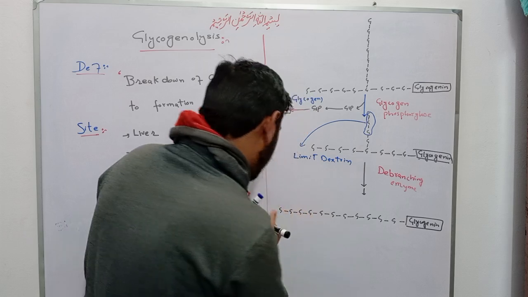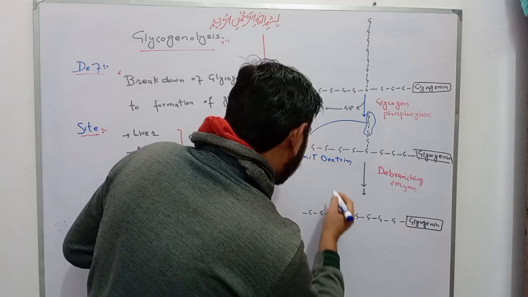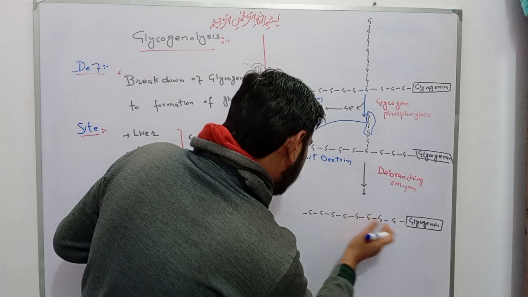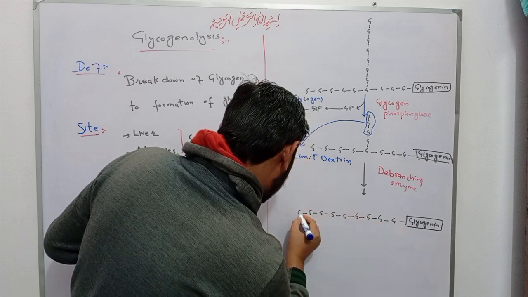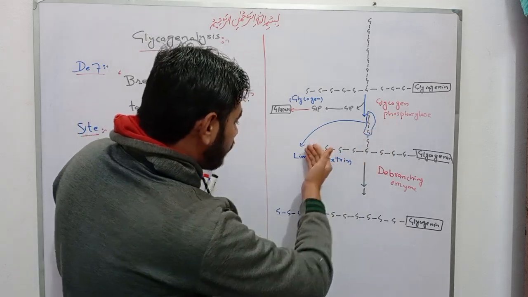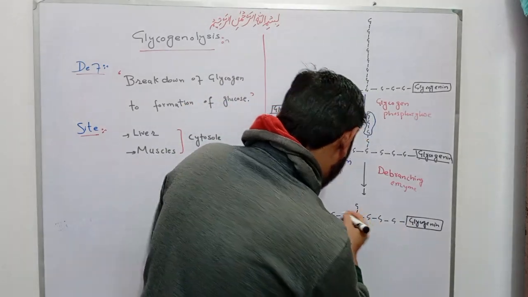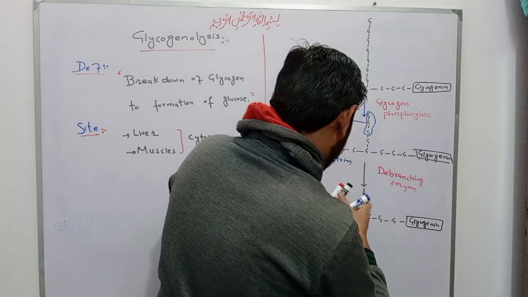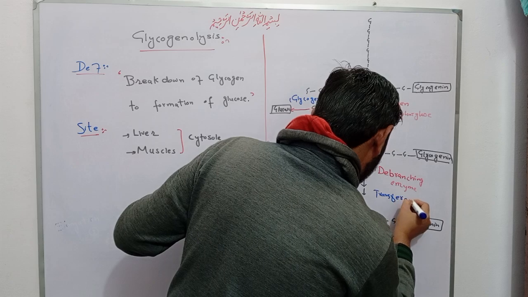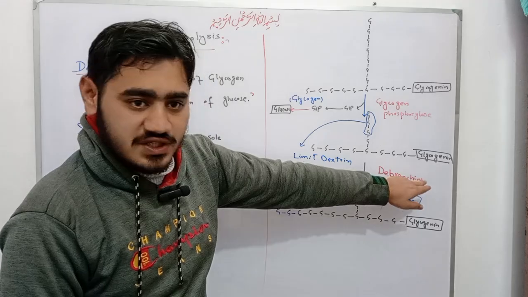Okay, I'm writing with another color. Now there is a transfer of these glucose molecules from this side to this side with the help of transferase activity. I am writing here transferase activity. Now this is the first action of this debranching enzyme.